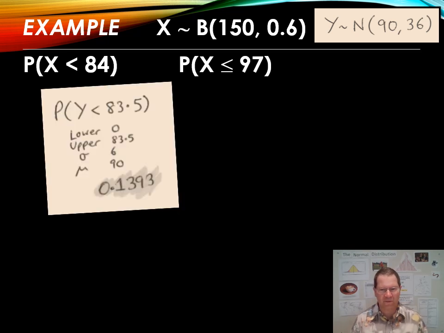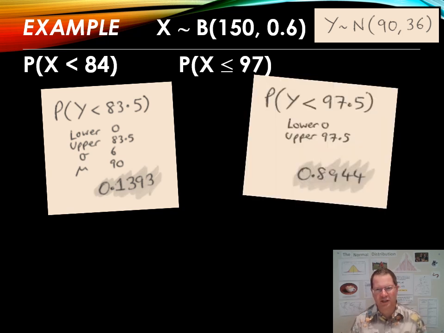The first thing to do is to apply this half continuity correction. If I want X to be less than 84, that's the same as saying that I want Y in our normal distribution to be less than 83.5. Using our normal distribution function, we want the lower value to be 0, the upper to be 83.5, the standard deviation to be 6, and the mean to be 90. Putting all that into a calculator gives us a probability of 0.1393.